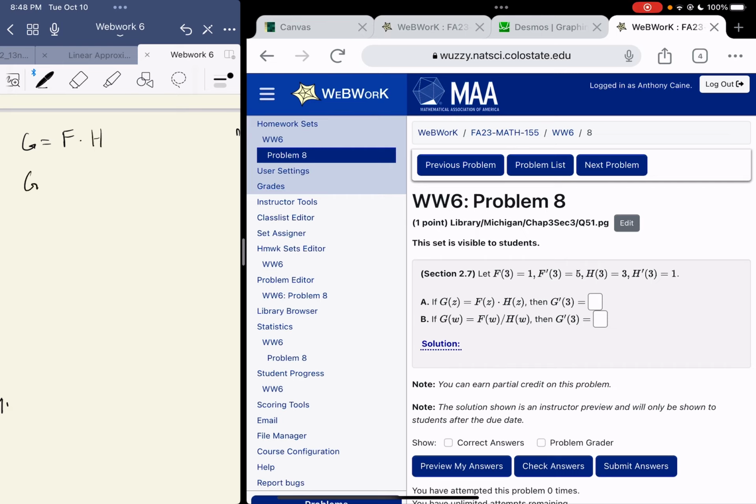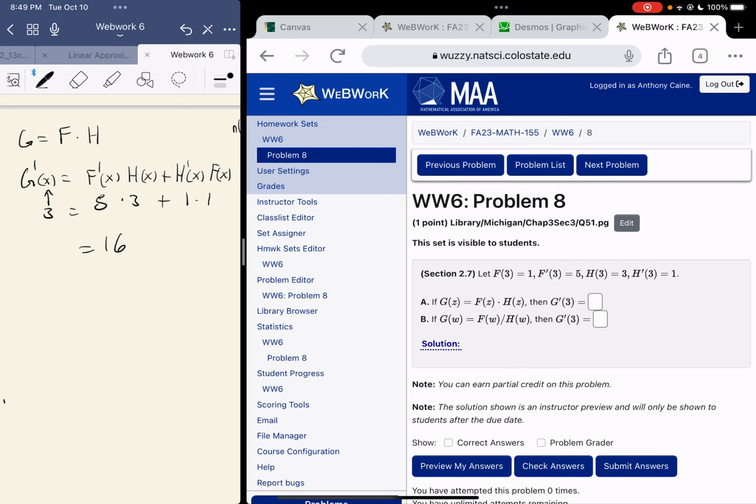So that means that g prime at whatever spot you want is f prime at that spot times h at that spot, plus h prime at that spot times f at that spot. Okay, so if that spot is supposed to be 3, then we should use the information we have. So f prime at 3 is 5, h at 3 is 3, and h prime and f are both 1. So it looks like I get 16.